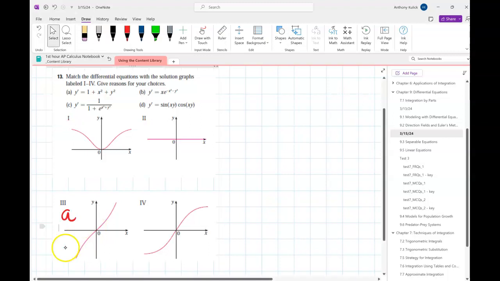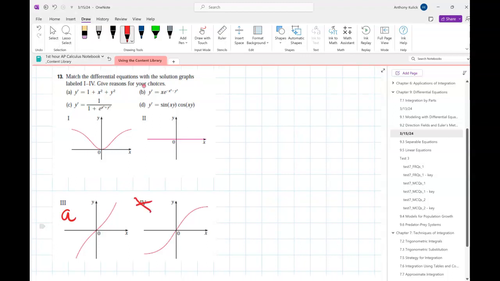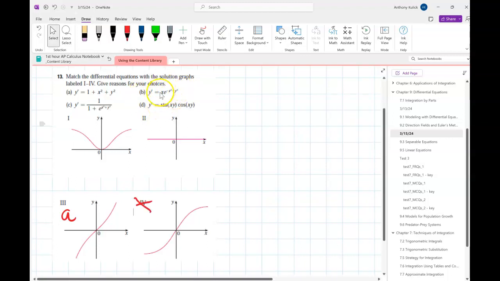All right, let's look at number B now. So if x is 0 and y is 0, my function is 0, right? Or my slope is 0. So it could be this one or it could be that one, because this one definitely has a slope that's not 0. So let's ignore that one.